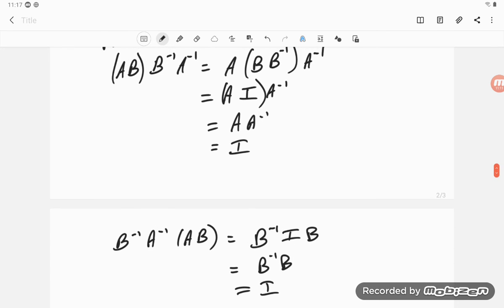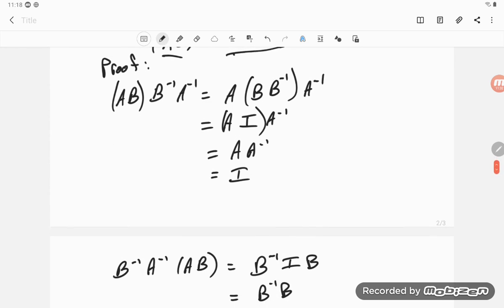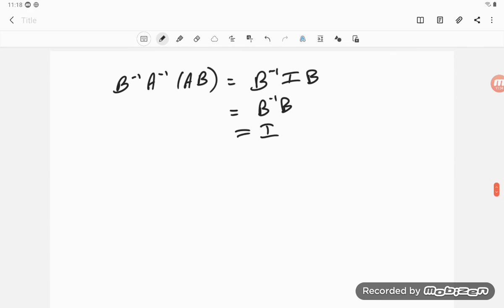So that's a nice theorem in that if I have a product AB and I want its inverse because I know A and B are non-singular, then I can always compute its inverse if I know the inverse of each one separately. And now, this is all the non-singular stuff.